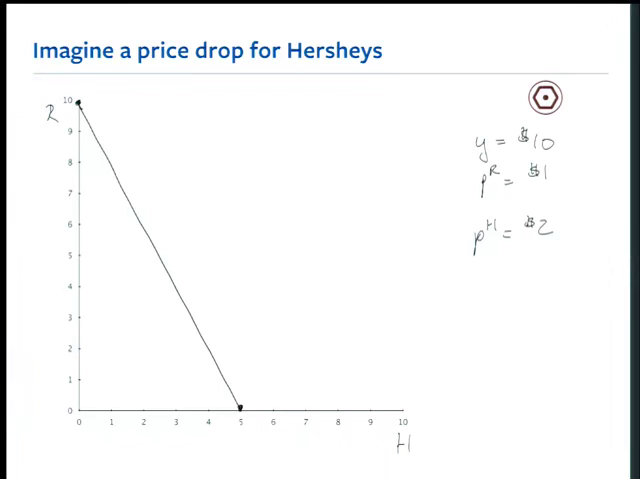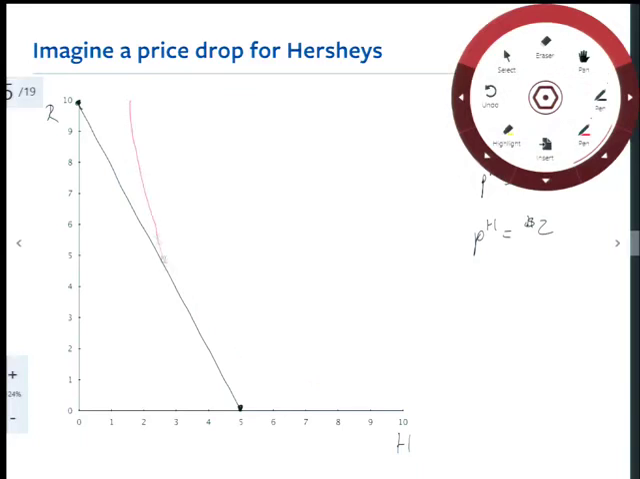Now what I'm going to do is I'm going to draw an indifference curve that's tangent to that budget constraint. No, that's illegal. They're not supposed to have bumps like that. Here we go. So much easier to draw with chalk. I'm about to give up on this thing.